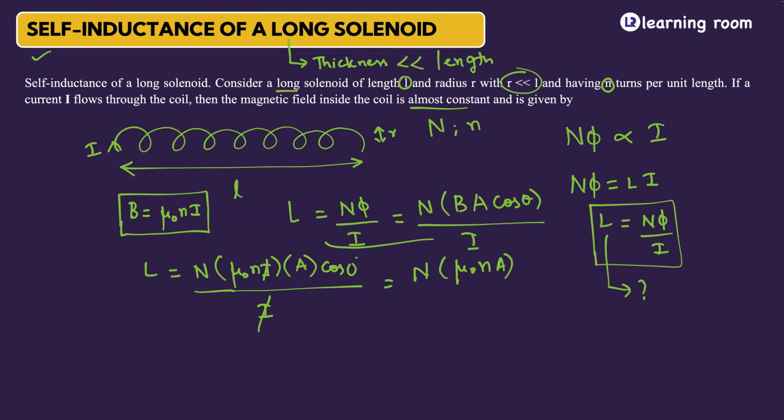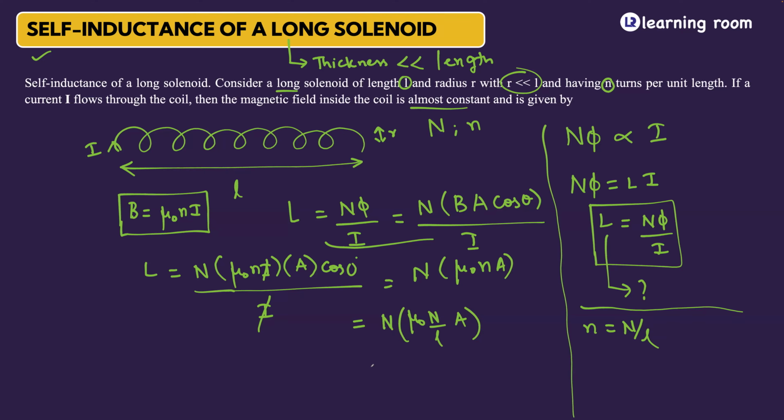So there are two things that we can do here, right? One is, we can write small n is equal to capital N divided by l. So in the place of small n, I can write capital N divided by l. Then I'll get this as N into mu naught into capital N divided by l into A. And when I multiply both, it is going to be mu naught N square A, the whole divided by l. So this is the expression for self-inductance of a long solenoid. But this is one such expression. It is mu naught into capital N square A divided by l.